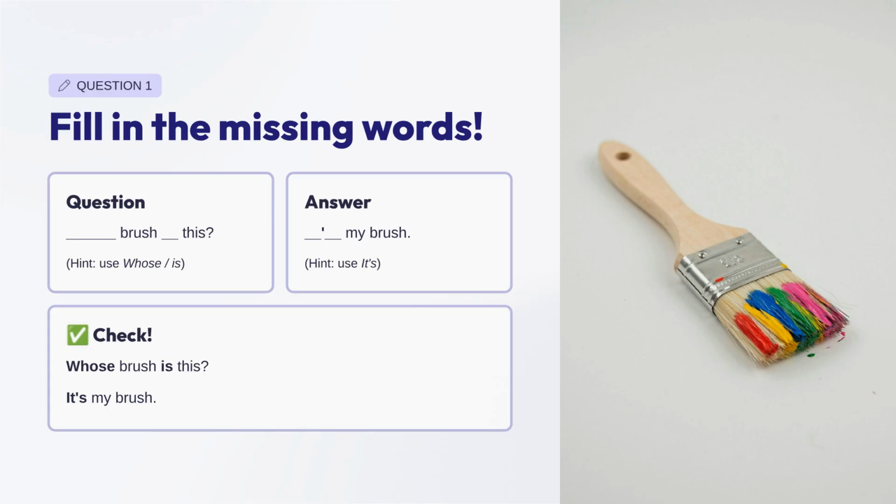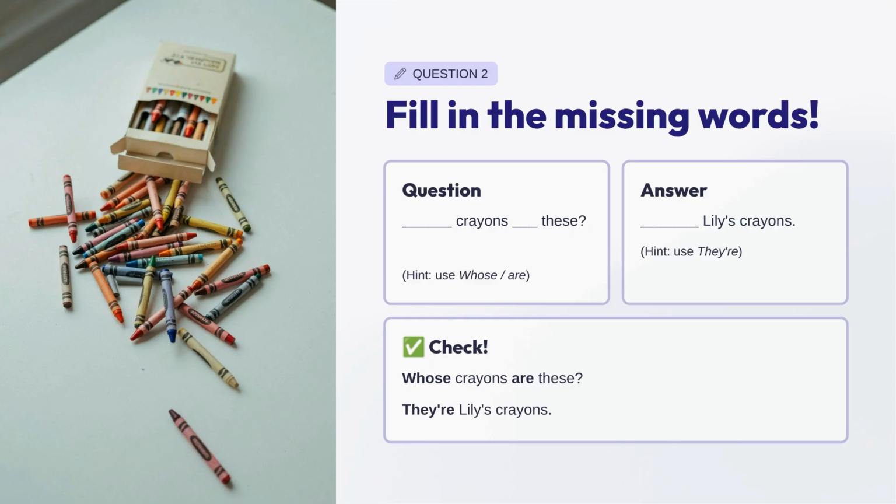How do we ask about a single brush? The question is, whose brush is this? And how do we answer? The answer is, it's my brush. Question 2. Fill in the missing words. How do we ask about plural crayons? The question is, whose crayons are these? And the answer is, they're Lily's crayons.